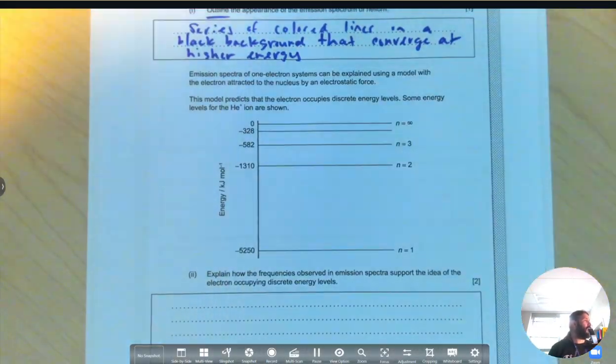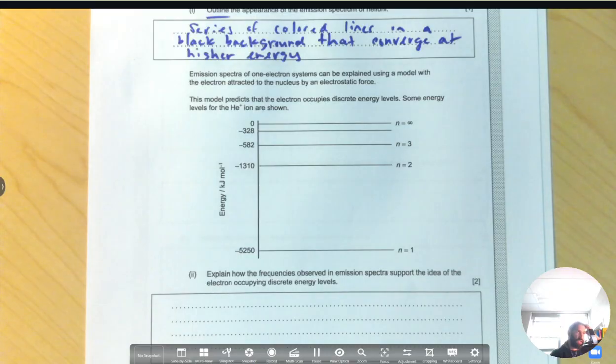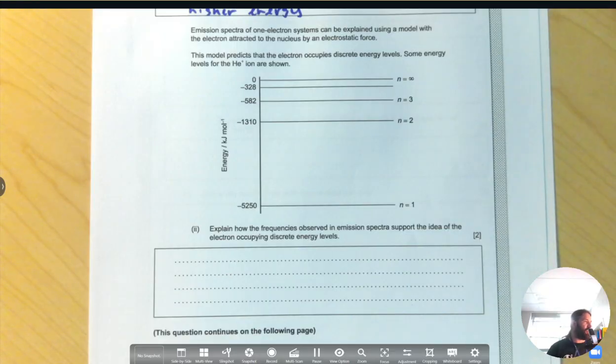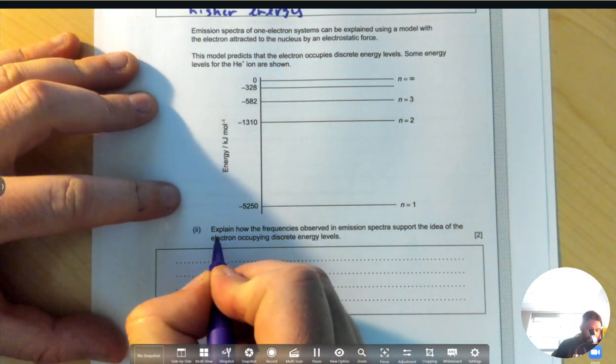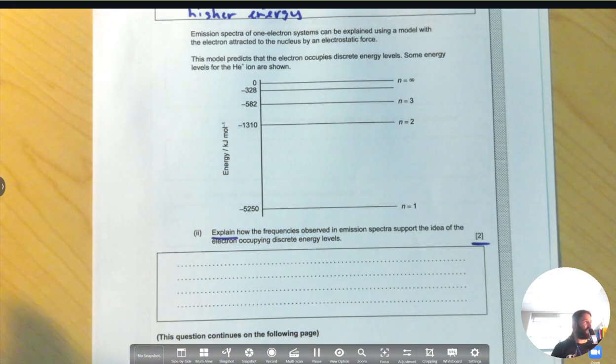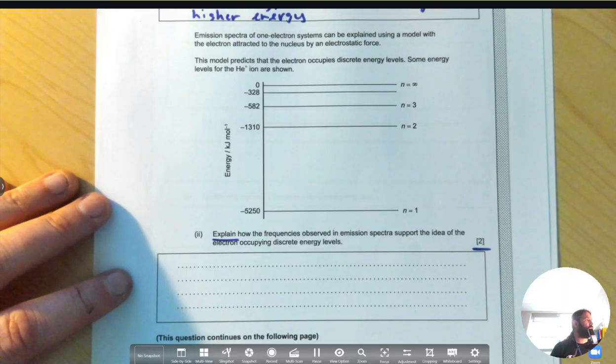All right, so moving along, emission spectra are one-electron systems and can be explained using a model with the electron attracted to the nucleus by an electrostatic force. This model predicts that the electron occupies discrete energy levels. Some levels for a helium cation are shown. Explain how the frequencies observed in the emission spectra support the idea of electrons occupying these discrete energy levels. Explain, and it's 2 marks. So there's got to be 2 things they want us to say. So first things first.